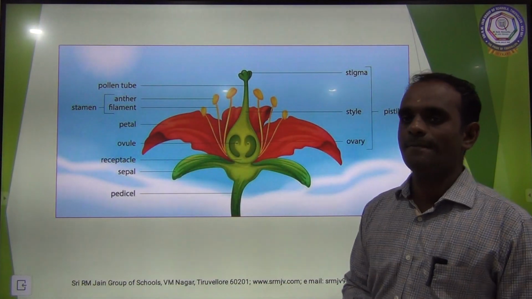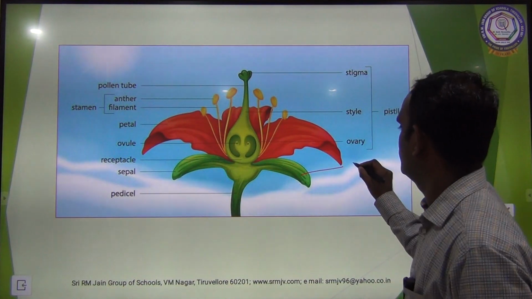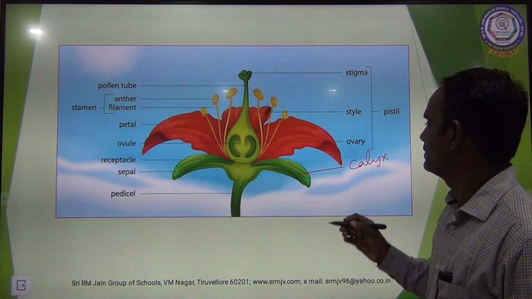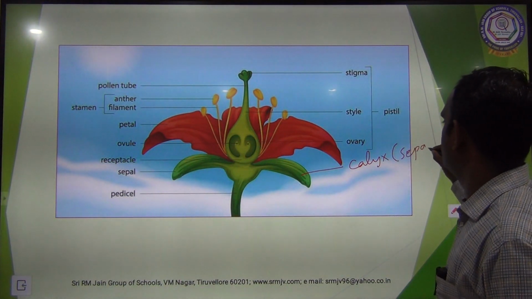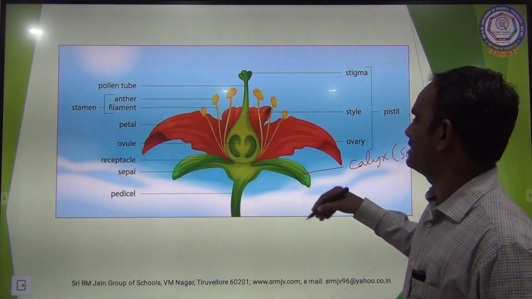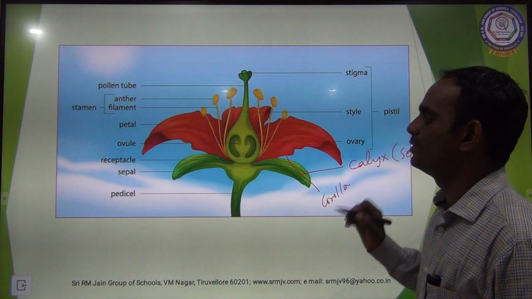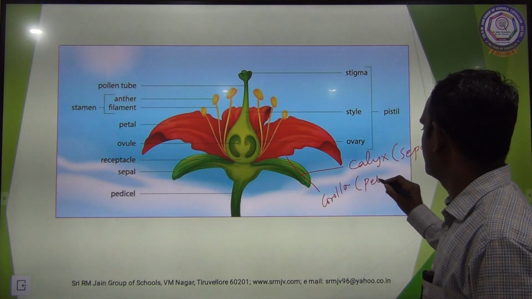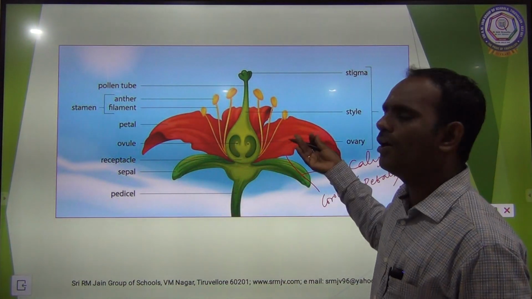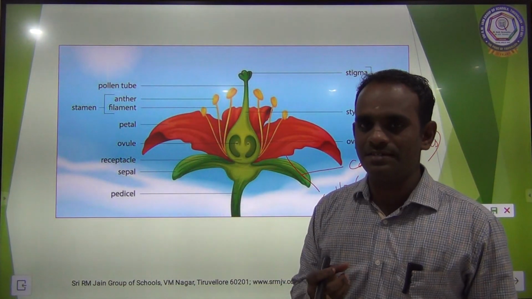See the picture here, children. This part is called calyx, the outer layer. It is also called sepals. Sepals are usually green in color. The next whorl is the corolla. Corolla is also called petals. As I said, it is the colored part of a flower. See how dark it is. It is dark red in color, right? It is very attractive, right?